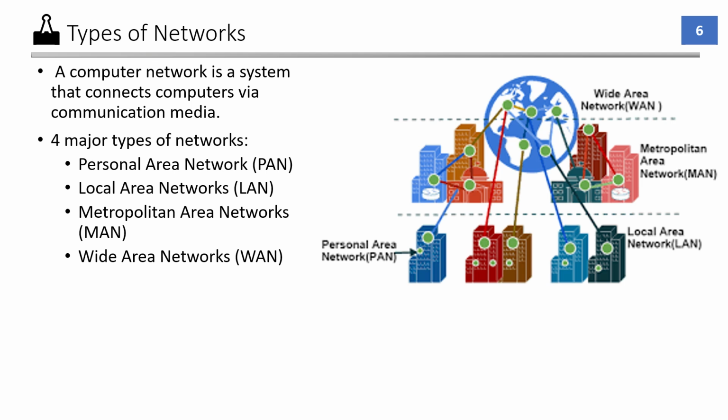A metropolitan area network, MAN, is larger than a LAN. It covers a city or large campus and connects multiple LANs together. A wide area network, WAN, is the largest type of network. It covers very large geographic areas, such as countries or even the whole world. The internet is the most common example of a WAN. In simple terms, networks range from very small personal connections to global communication systems depending on how far they reach.